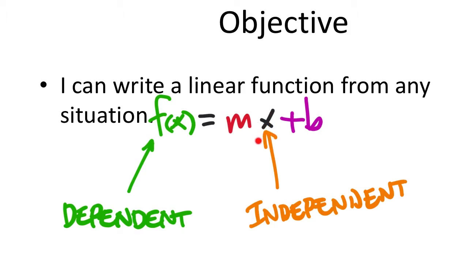The x is the value that's changing. The m never changes. That's the slope or the rate of change. And the y-intercept never changes as well. The only thing that's changing is the x.